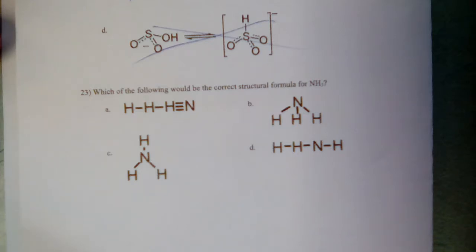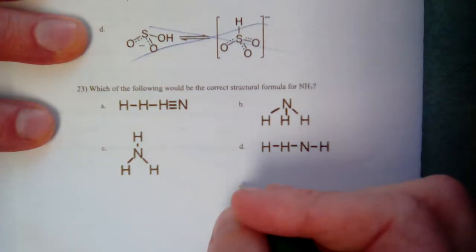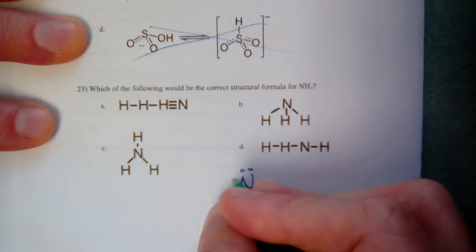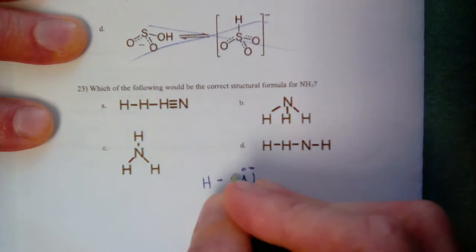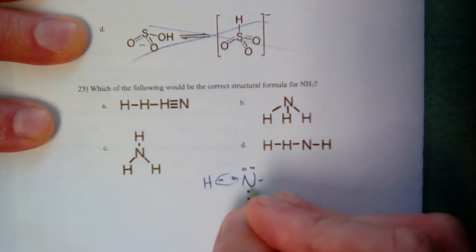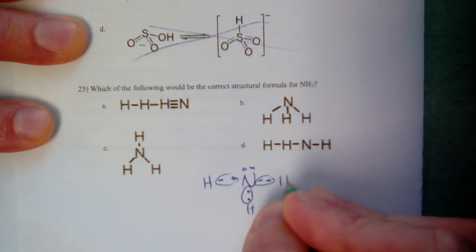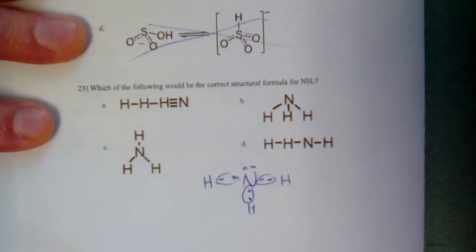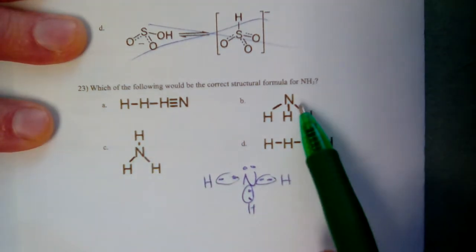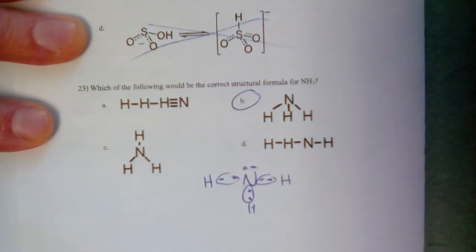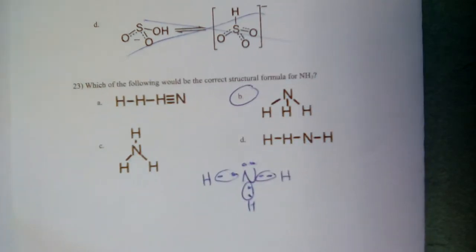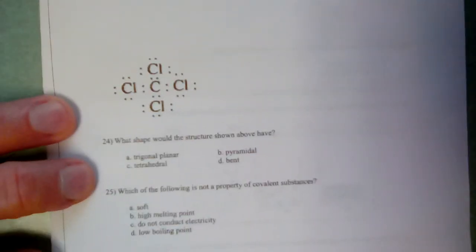Number 23, which of the following will be the correct structural formula for NH3? Start with the Lewis structures. Nitrogen looks like that. Hydrogen looks like that. Four atoms, it's either trigonal planar, which would be this, or it's pyramidal, which would be that. Because of those two dots there, it's pyramidal. That deforms the structure and makes the tiny pyramid. All right, moving on.